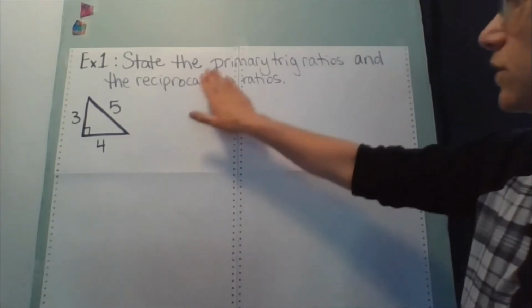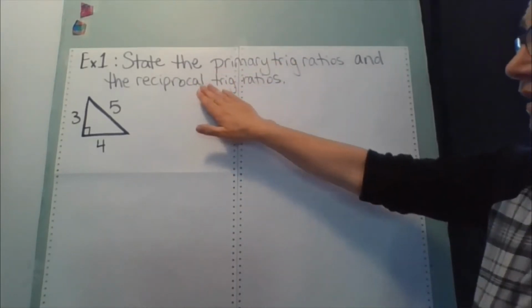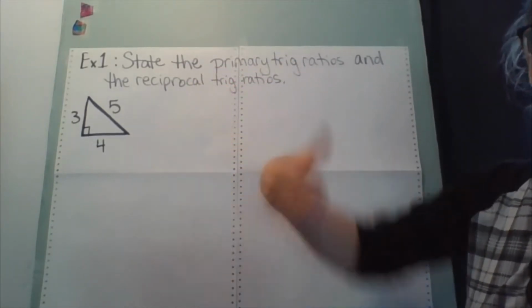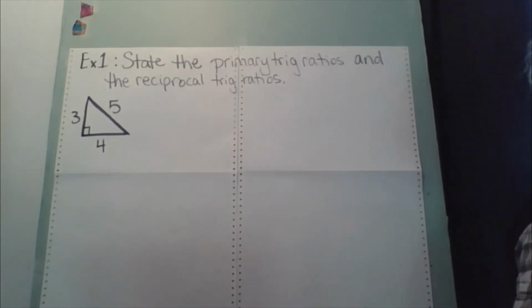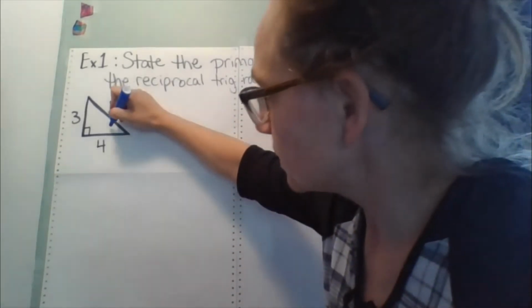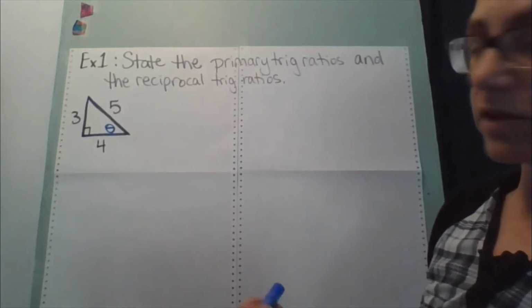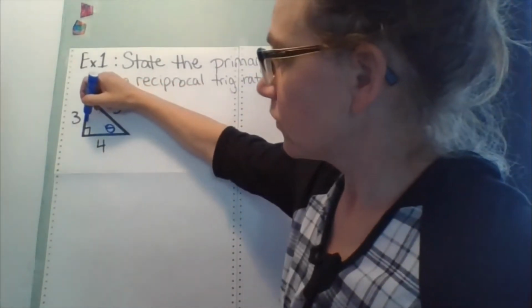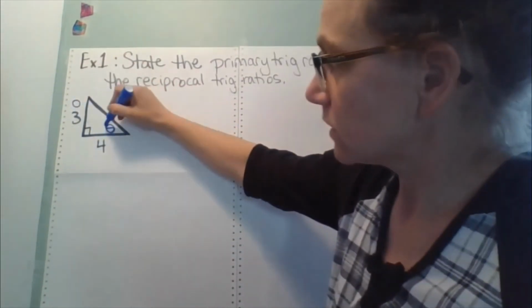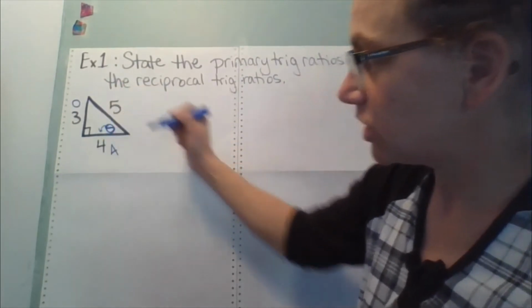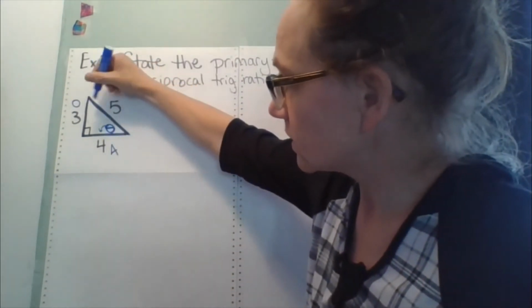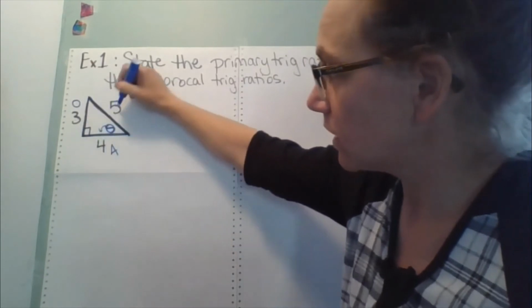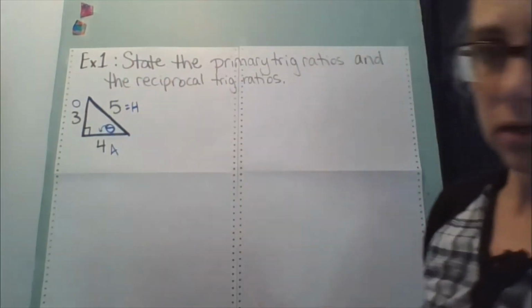All right, so let's do this. We just want to state the primary trig ratios and the reciprocal trig ratios for this triangle. So that just means I want to write the fraction. I'm not solving for anything, okay? So if this is my angle of interest, we have to label based on that. So over here is my opposite, touching it is my adjacent, and the longest side, so the one that's across from my 90 degrees, is my hypotenuse.